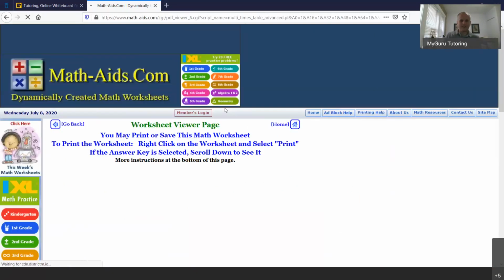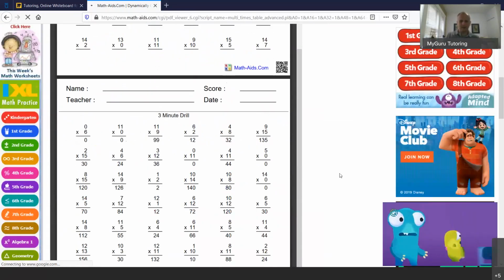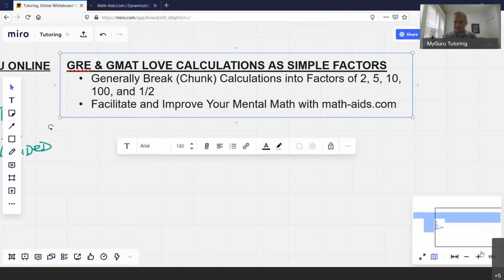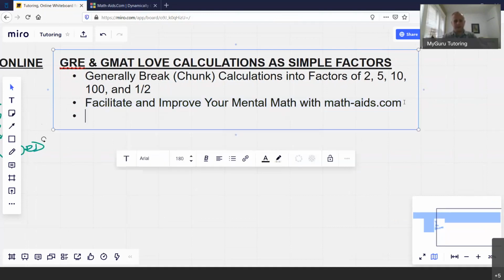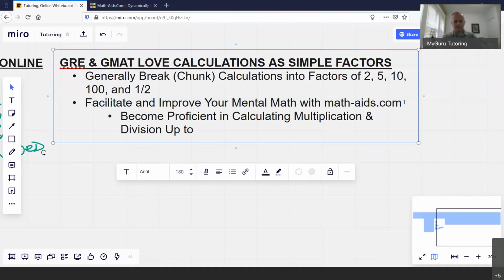There it goes. And so you can see a brand new drill of just times tables, and then down below we've got the answers. So this is the first step, that you can improve your mental math here. And the first way to do it is to become proficient in calculating multiplication and division up to 15 squared and rooted, basically.